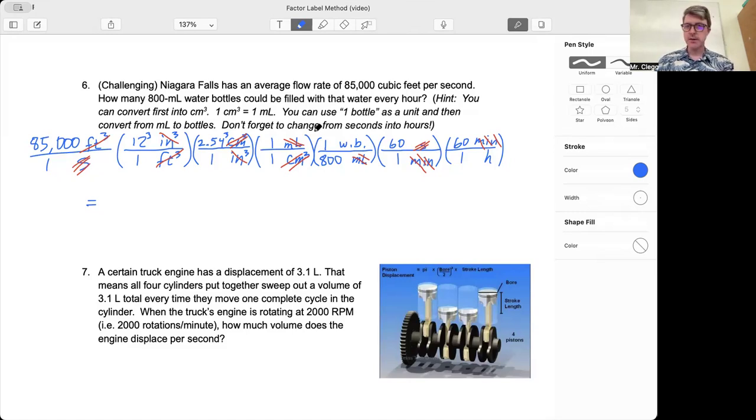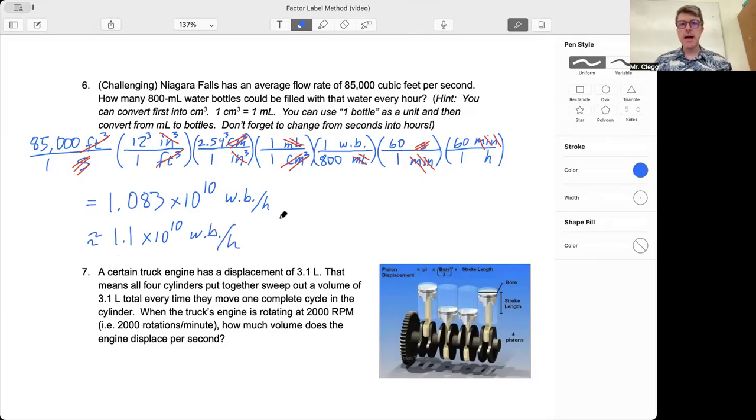And we get a grand total of 1.083. Let's just leave it at that for now. 0.083 times 10 to the 10th. And this is water bottles per hour. Let's round that though, because we only had two significant figures. So we're going to round it to 1.1 times 10 to the 10th water bottles per hour.